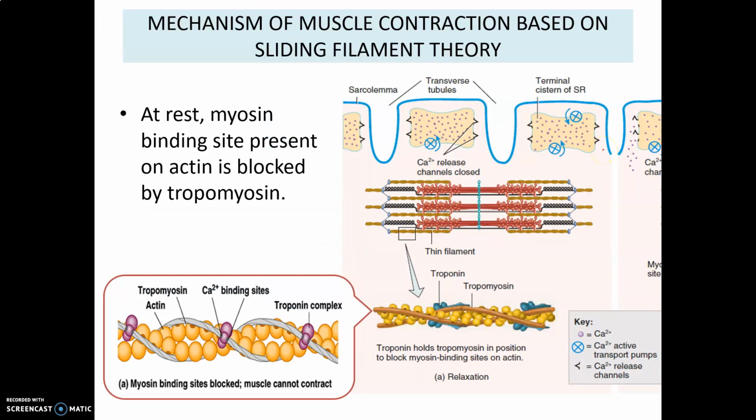Now, let's look at the mechanism of muscle contraction. At rest, the myosin binding site present on actin is blocked by tropomyosin. At rest means that there is no action potential. The tropomyosin blocks the myosin binding site.